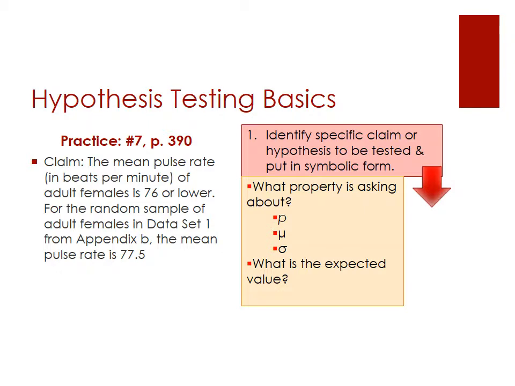So the first thing we need to be asking here again is what is the property that the problem is asking about, and also what is the expected value. So looking at this particular question, what is the population parameter that they're asking about for this problem, and what are they expecting the value to be? Take a moment to identify that and get it in your notes.